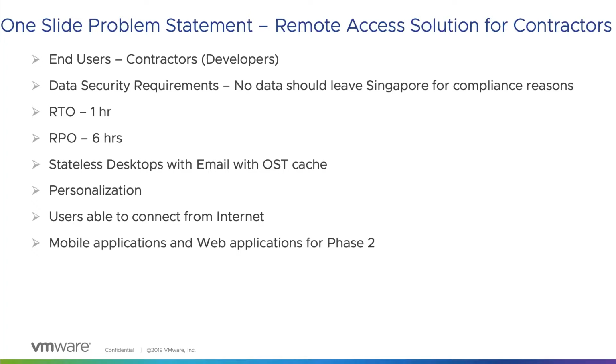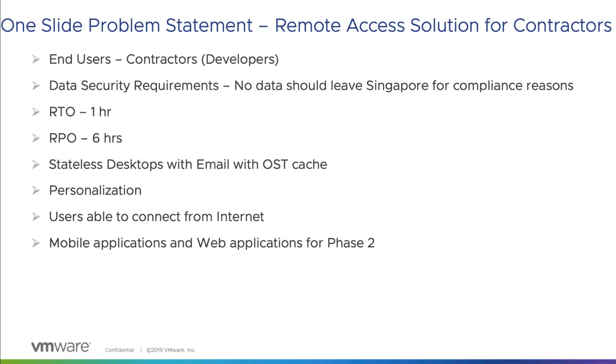So RTO is recovery time objective, and RPO is recovery point objective. Recovery time objective just means how fast you can get the service up and running, and recovery point objective is how much data you lose in the event of that thing going down, right?